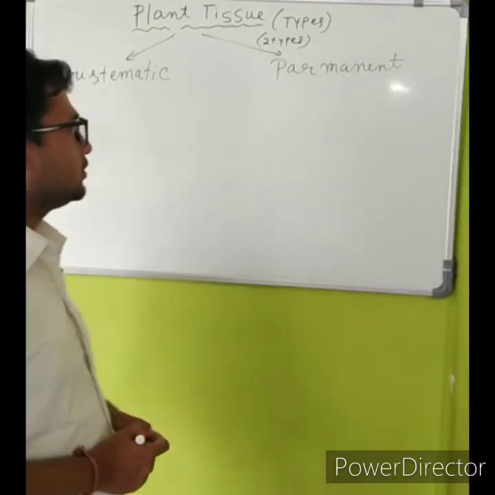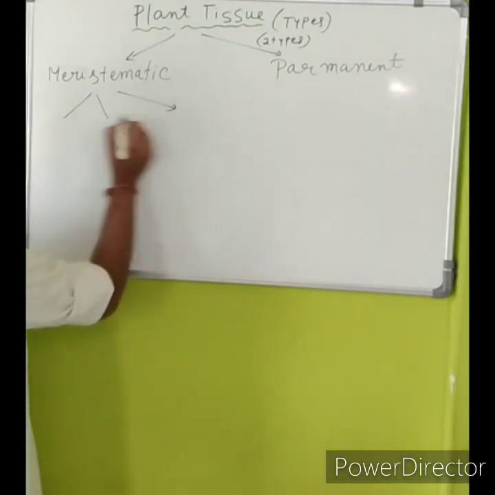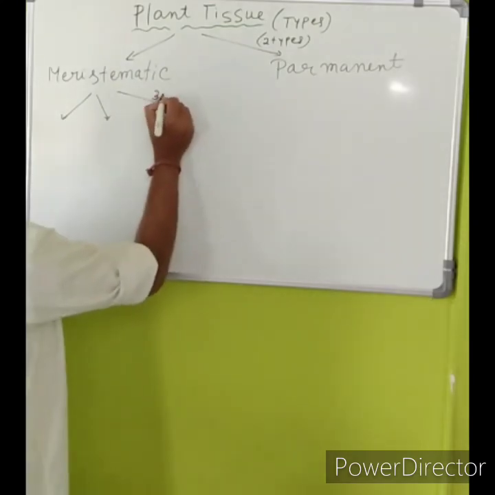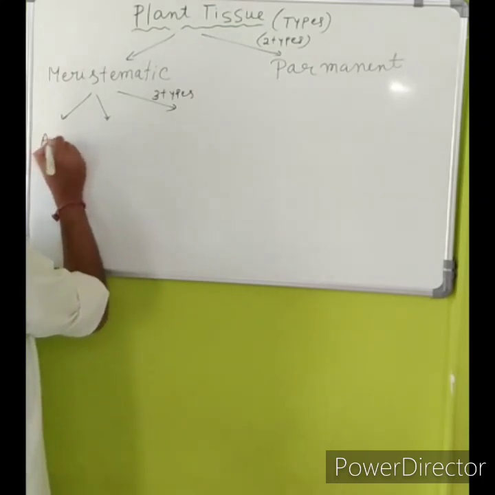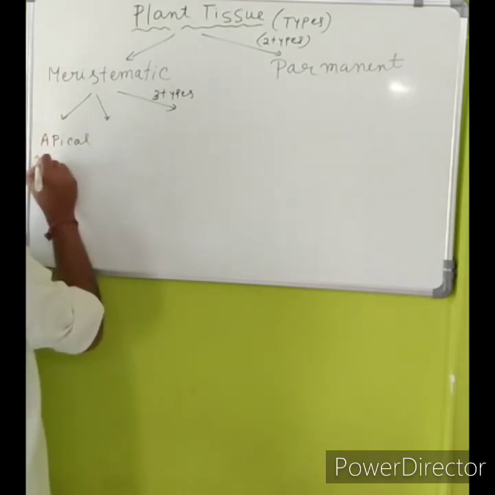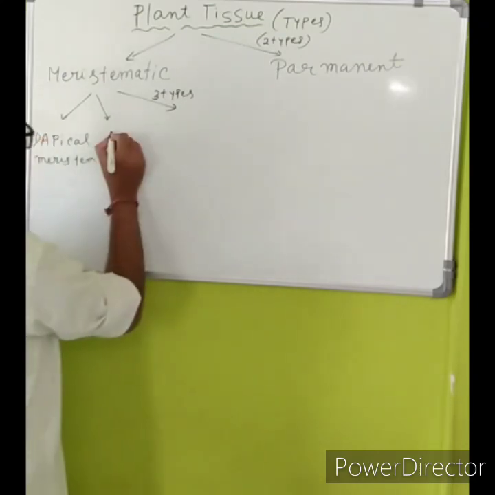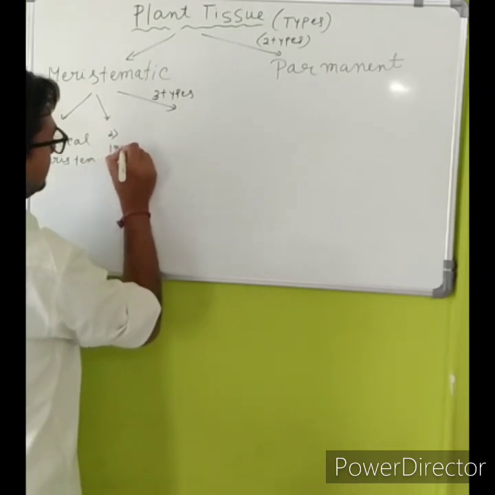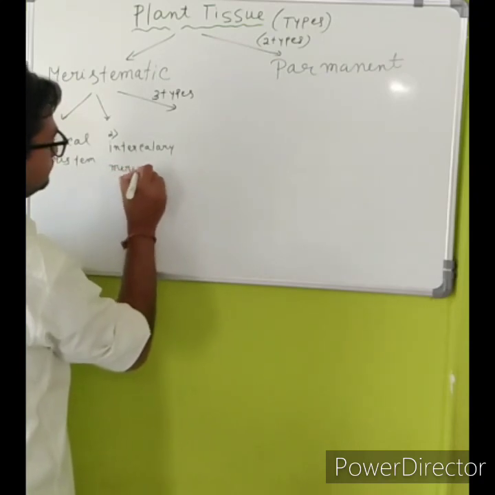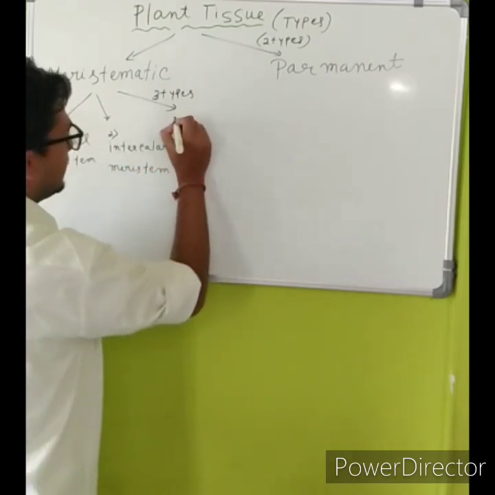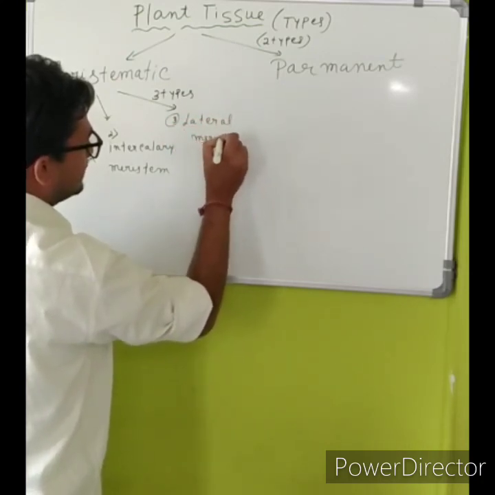Depending on the position in the plant body, the meristematic tissue again can be divided into three types. Number 1, apical meristem. Number 2, intercalary meristem. And number 3, lateral meristem.